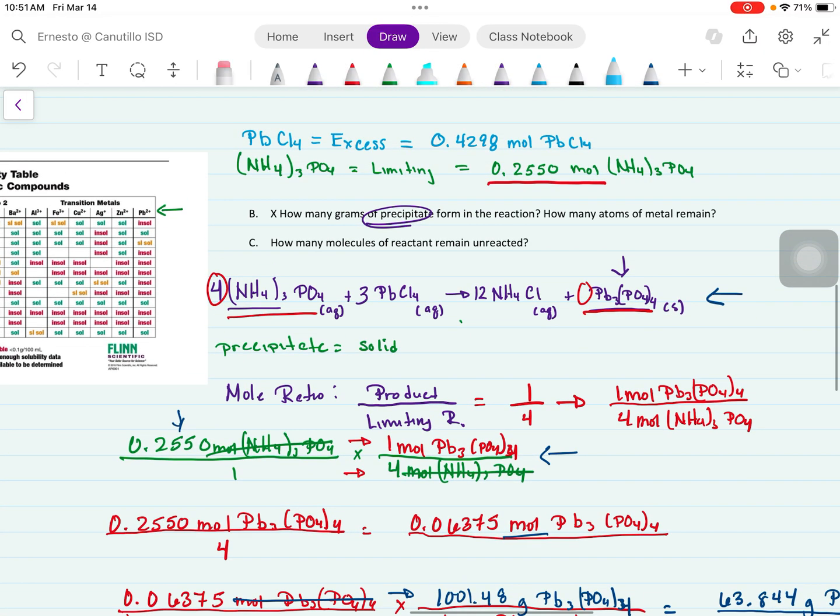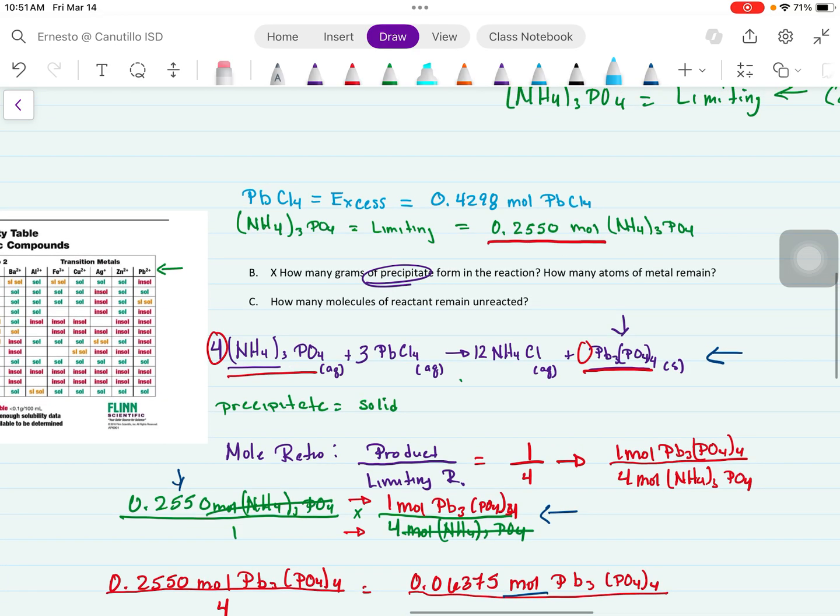The last question was, how many molecules of reactant remain unreacted? Unreacted means that you're going to have leftover materials. Which one is going to have leftover materials, the excess or the limiting? The answer is this one is going to have the leftover materials. It's going to be the excess. Now, this is more of a logic question. Here it's asking you to figure out how many molecules are going to remain unreacted.